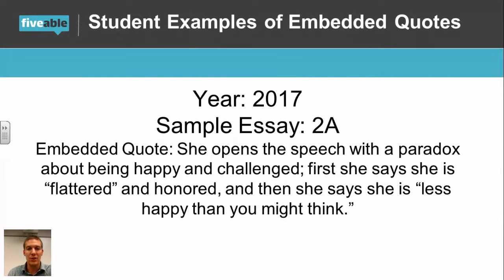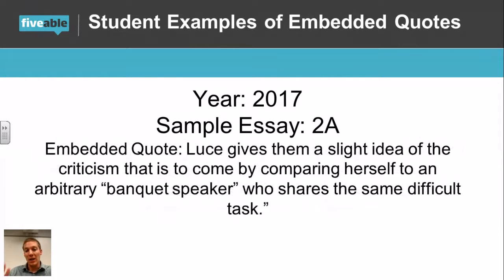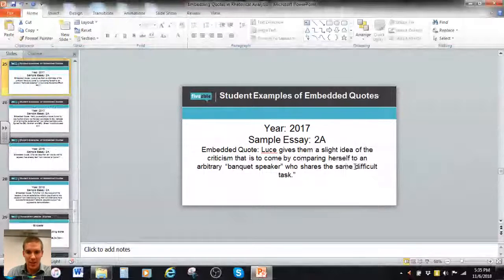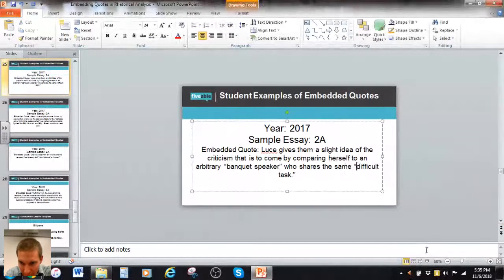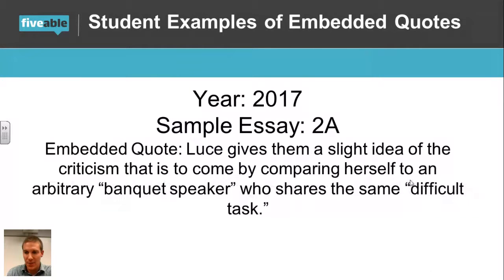This is also from 2017. All right, so we know the author. Her name is Luce. Luce gives them a slight idea of the criticism that is to come by comparing herself to an arbitrary banquet speaker who shares the same difficult task. Let me fix that real quick for you guys. My bad on that one. Here's what we're looking at. Four words of a quote.